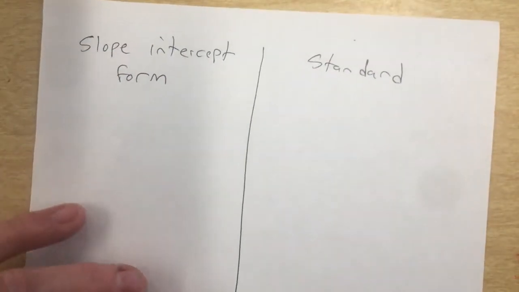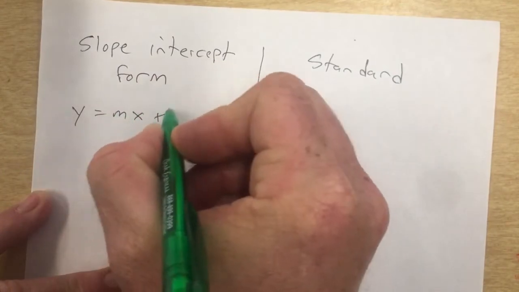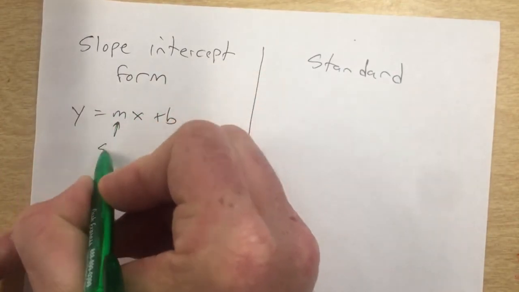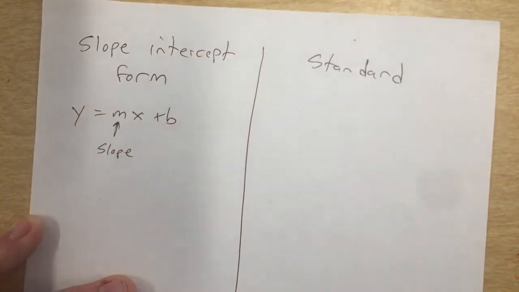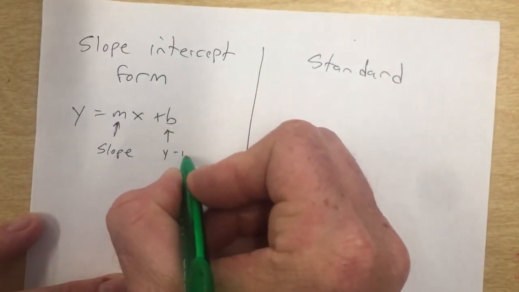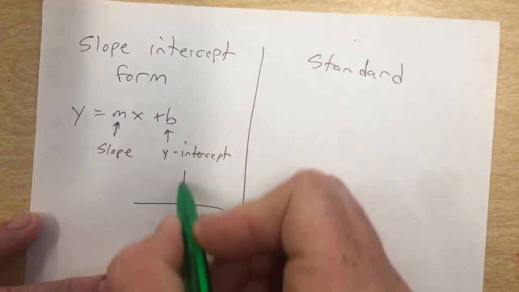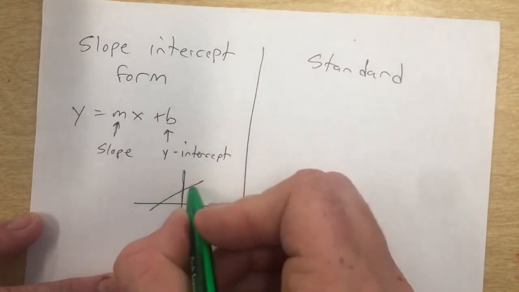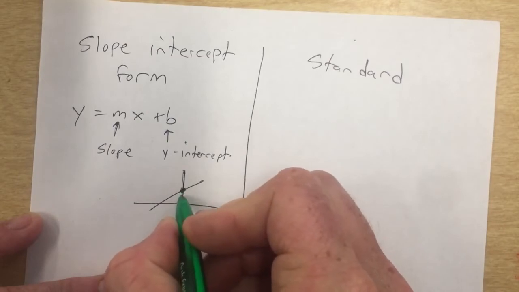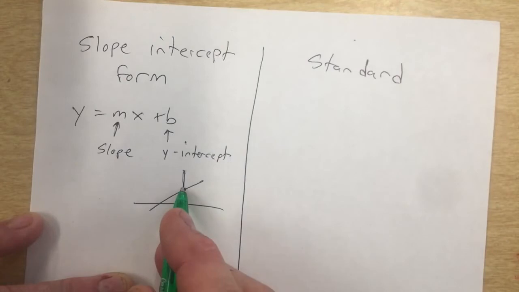Okay, two different forms. Slope-intercept form looks like this: y = mx + b. Right here, m is the slope, as we just talked about, and this b right here represents the y-intercept, which means that's the point on the y-axis here that the line crosses through. So like on this one, looks like the y-intercept would be 3 there because it crosses at 3.